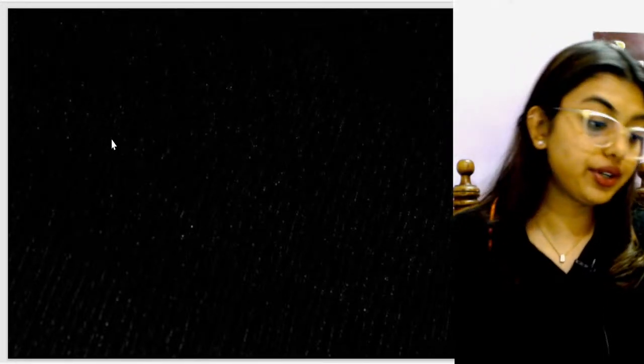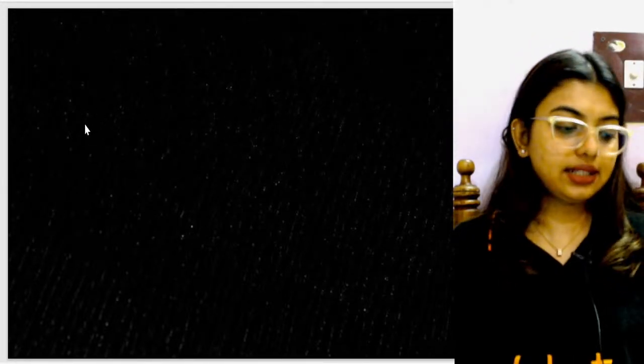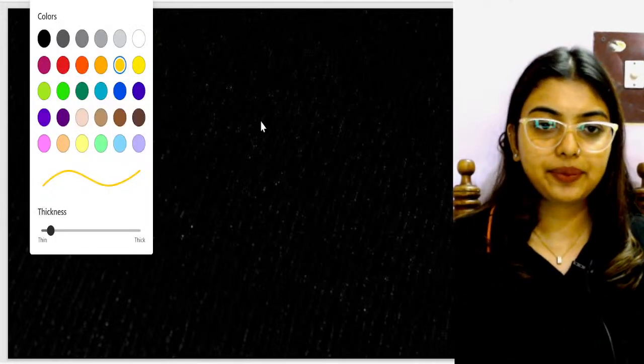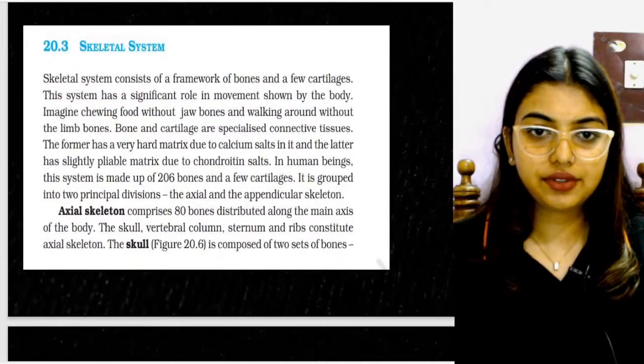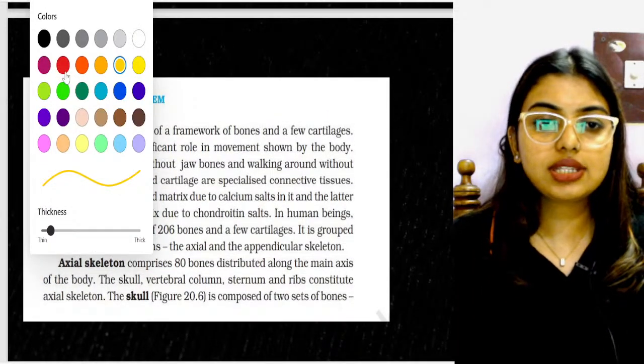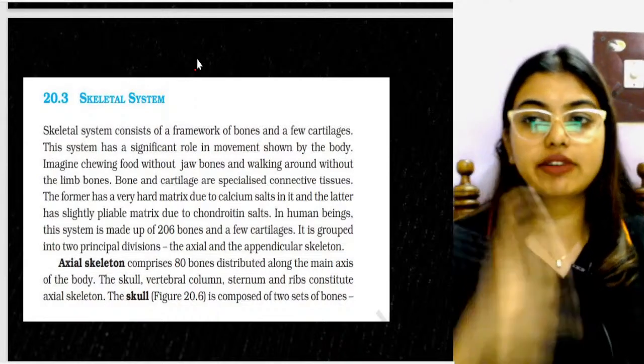Now we are going to learn some skeletal systems. Okay, skeletal systems. Ready? Okay, here we go. Skeletal systems. Now look here, students. This chapter is divided into two parts. I'll just write that here.